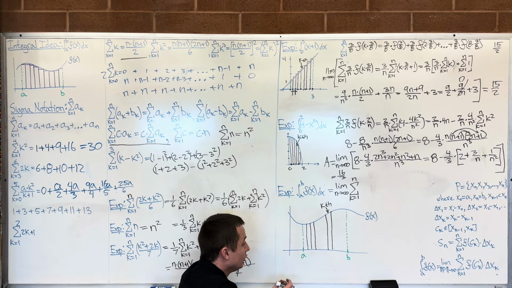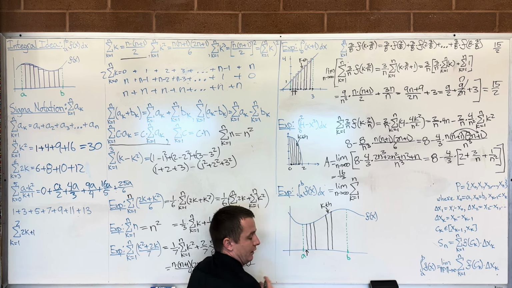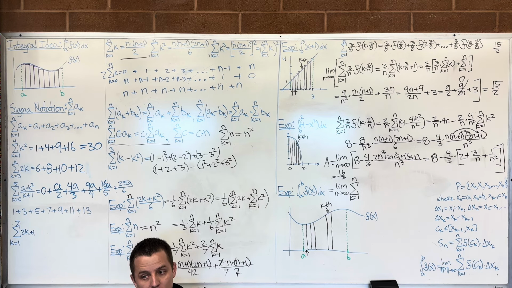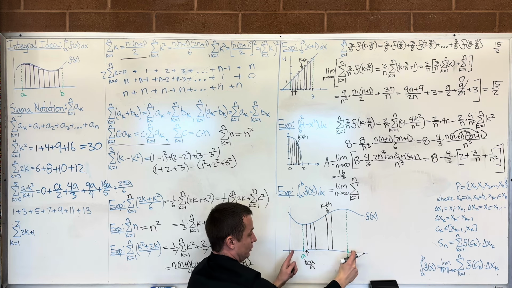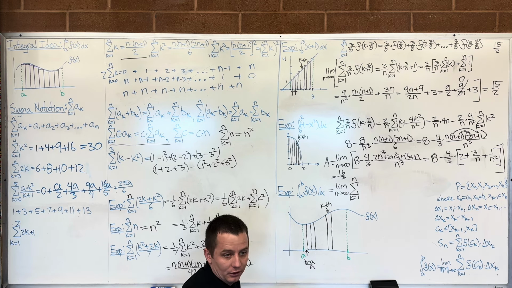n pieces. So what is the base of just this rectangle right there? I keep saying triangle for some reason. b minus a over n. Just b minus a over n. Makes sense. The total distance divided by how many pieces we're breaking it up into.